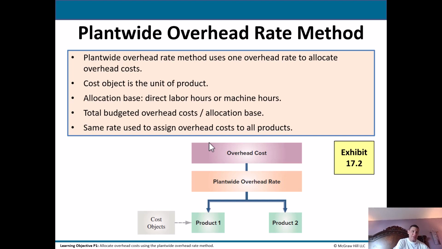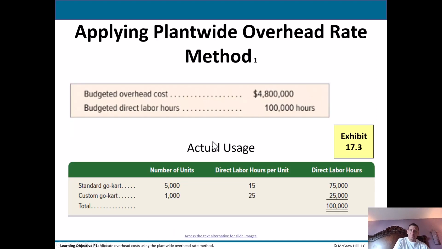So we actually call that, there's a name we have for that. It's called product cross-subsidization. The idea that one product is really subsidizing another one because it's taking a lot of overhead that it shouldn't. So looking at the overhead rate for the whole plant, this is where we just got one overhead rate for the whole plant. All we're going to do here is very simple. In this example, the total budgeted overhead cost is 4.8 million. The direct labor hours that they budgeted is 100,000 hours. So we're just going to divide these two. You'll see that shortly. And then they're showing you down here the actual usage.